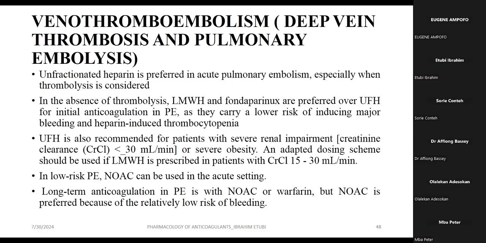Okay, so for patients that have venous thromboembolism, deep vein thrombosis, or pulmonary embolism, unfractionated heparin is preferred in acute pulmonary embolism, especially when thrombolysis is considered. However, if thrombolysis is not considered, then we should look more towards using low molecular weight heparin and fondaparinux. Those two are recommended. And then unfractionated heparin is also recommended for patients with severe renal impairment, creatinine clearance of less than 30 mL per minute, or those who are severely obese, and mostly as well in children. And then in low-risk pulmonary embolism, NOACs can be used in the acute setting.